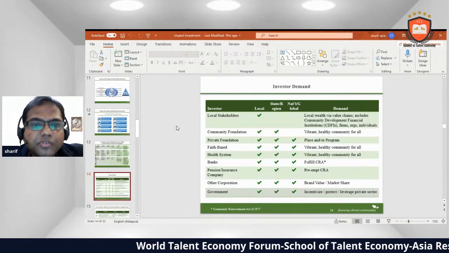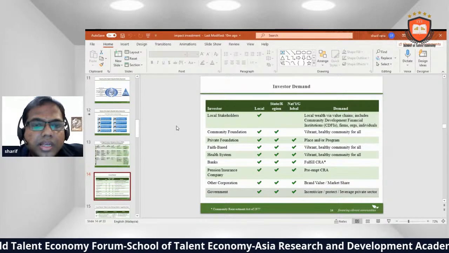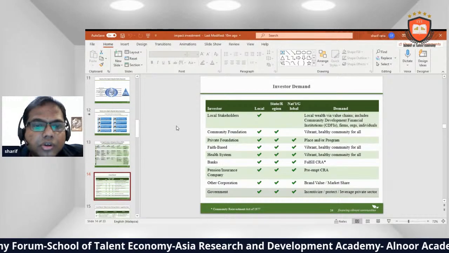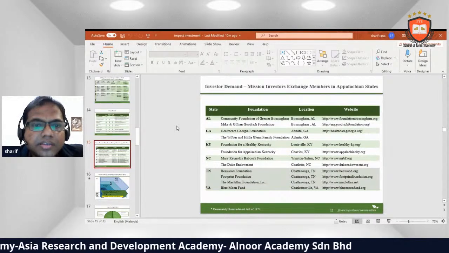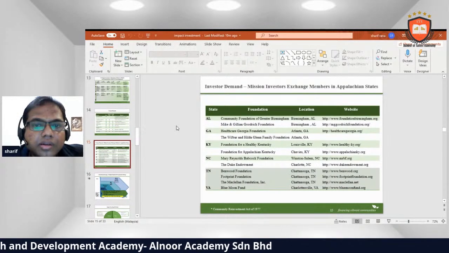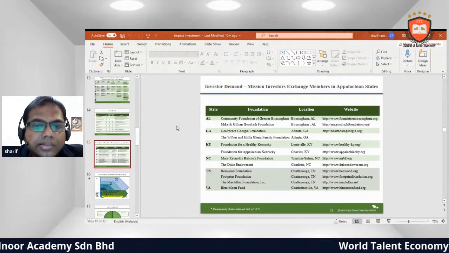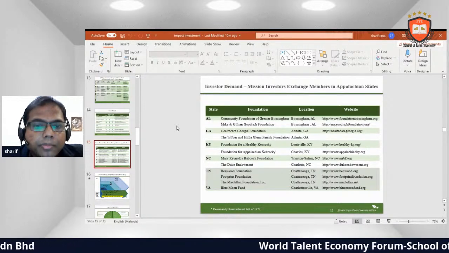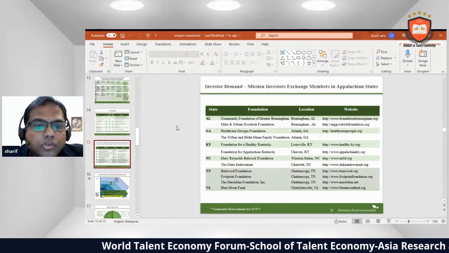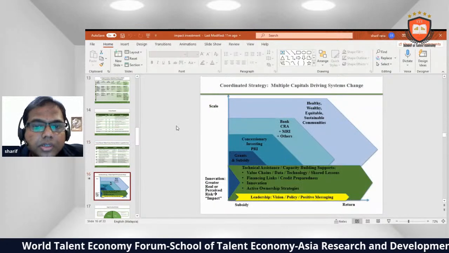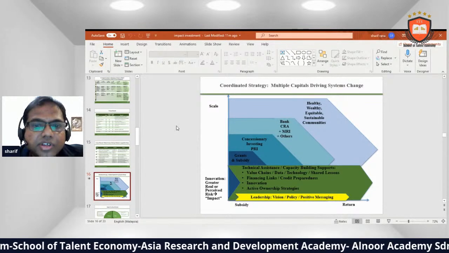There are different kinds of investor demands in community foundations, private foundations, faith-based organizations, health systems, banks, pension or insurance companies, other corporations, and government. Investor demands in community foundations include the Greater Birmingham, Health Group Foundations, Foundation for a Healthy Kentucky, Mary Reynolds Babcock Foundation, Ben Wood Foundation and Blue Moon Fund. There are coordinated strategies, with multiple capital driving system change.